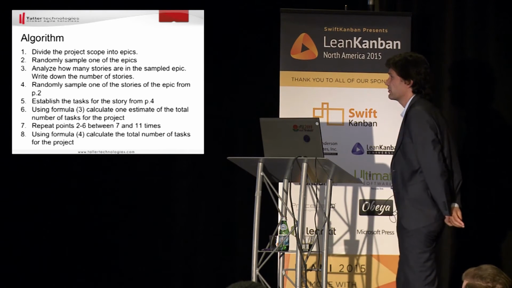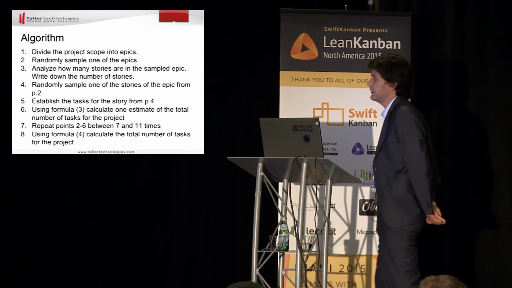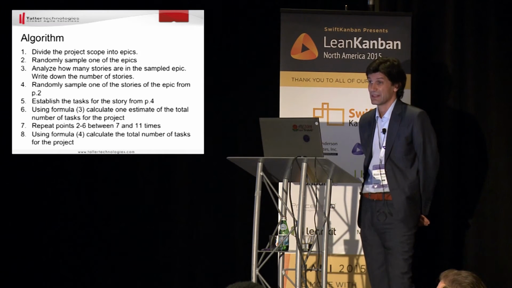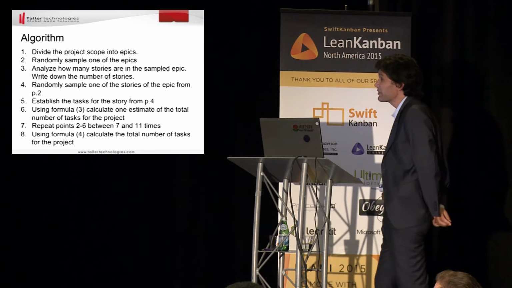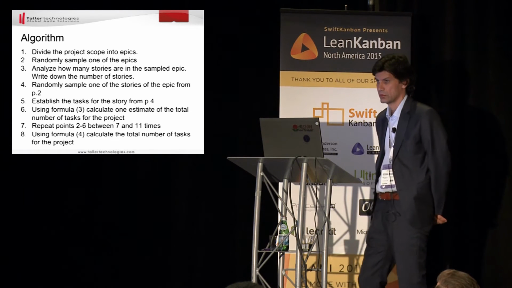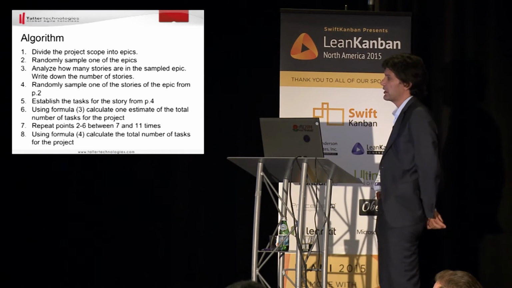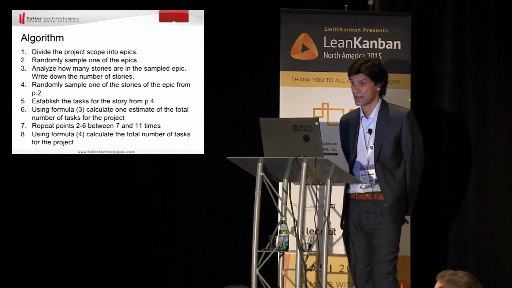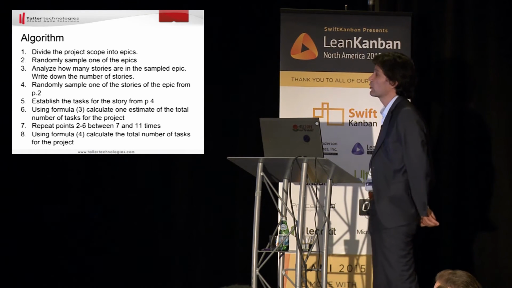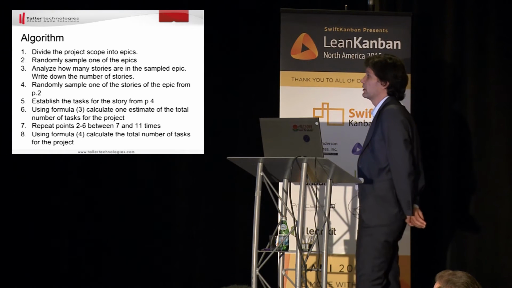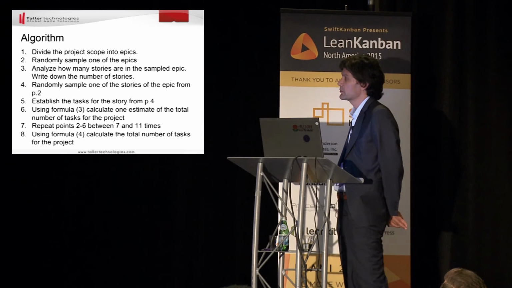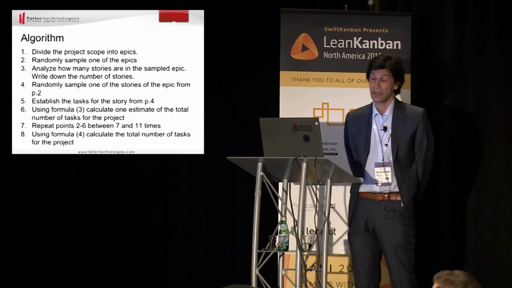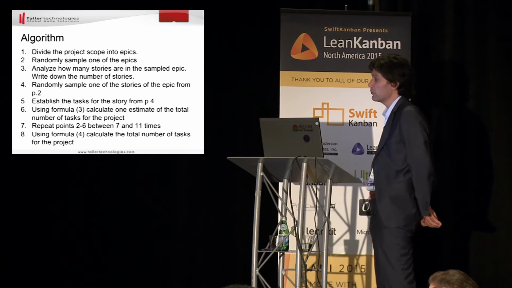In the first step, we divide the project scope into epics. And then we randomly sample one of the epics. And then we analyze how many stories are in only this epic. And then we randomly sample one of the stories that we just analyzed. And then we establish the tasks for that particular story. Using the formula, we estimate the total number of tasks for the project. And then we go back to step number 2, do all the steps, between 7 and 11 times, depends how lazy we are. And then we average the results.